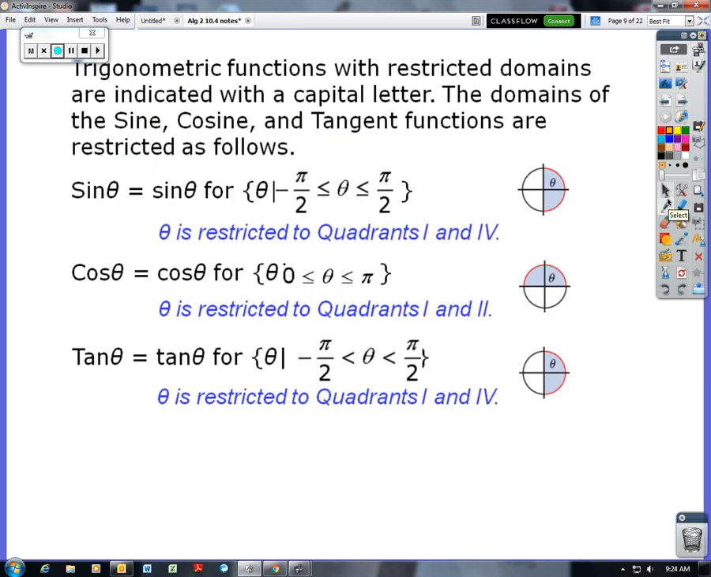All right, let's see what we got going here. Oh, okay, good. For a minute there, I was a little worried. Trig functions with restricted domains are indicated with a capital letter.